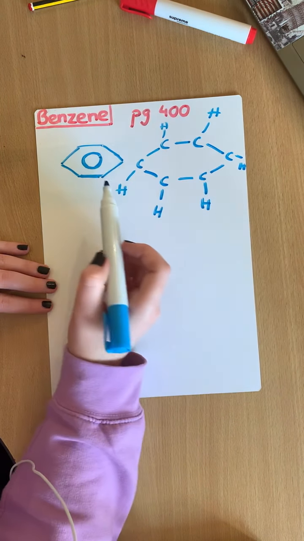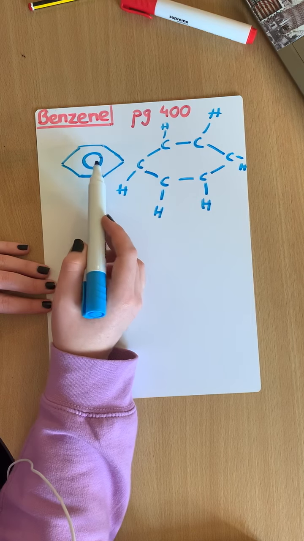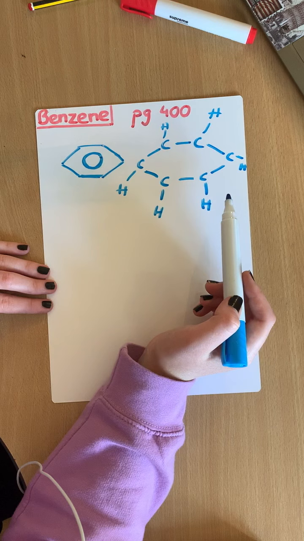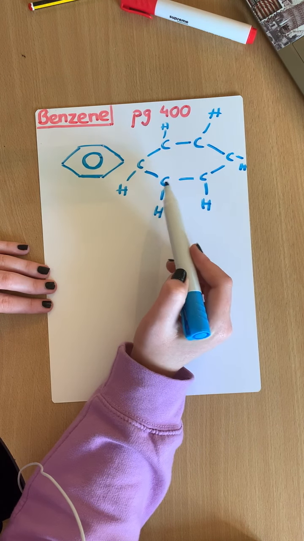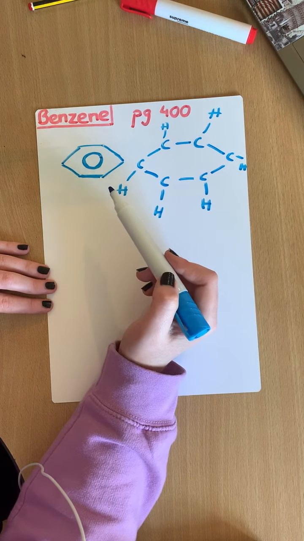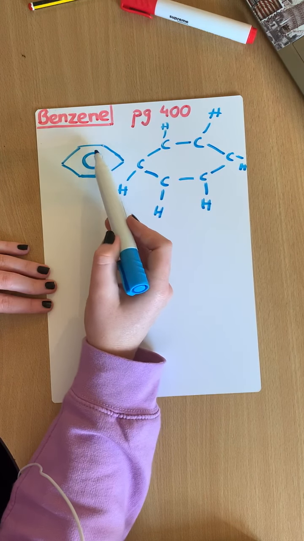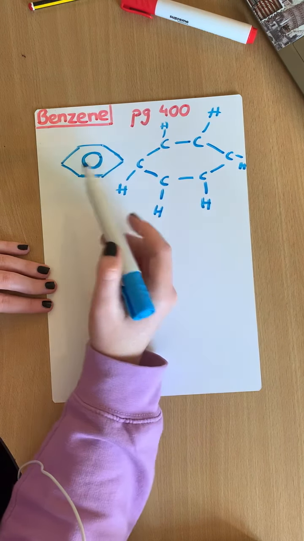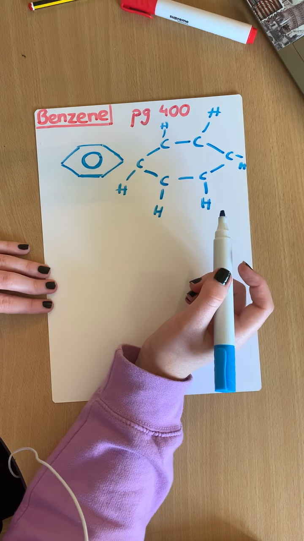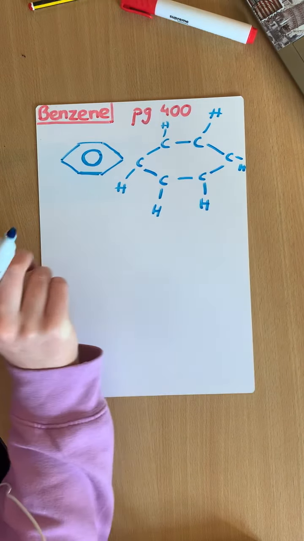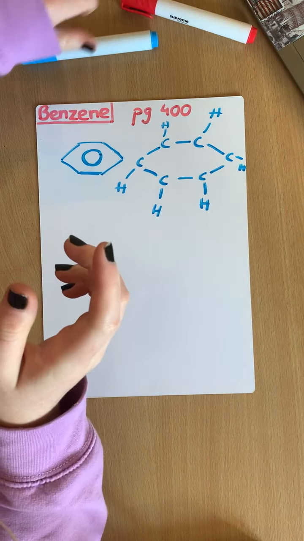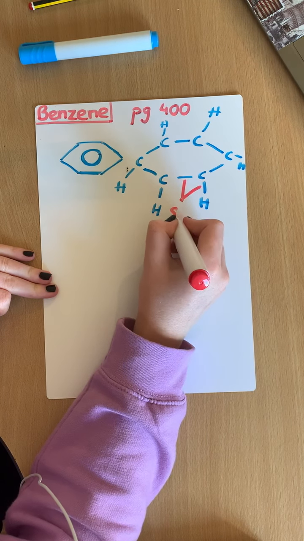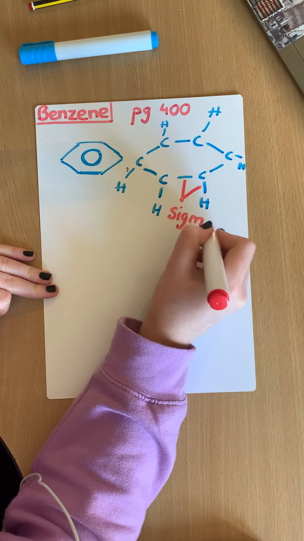So basically what the circle in the center of the symbol means is that each of these carbon-carbon bonds are identical. They're the same length. Instead of symbolizing that any other way, we just put a circle in the middle to say they're all identical. That's all that the circle in the middle means. And the other thing to note is that all of these bonds are sigma bonds.